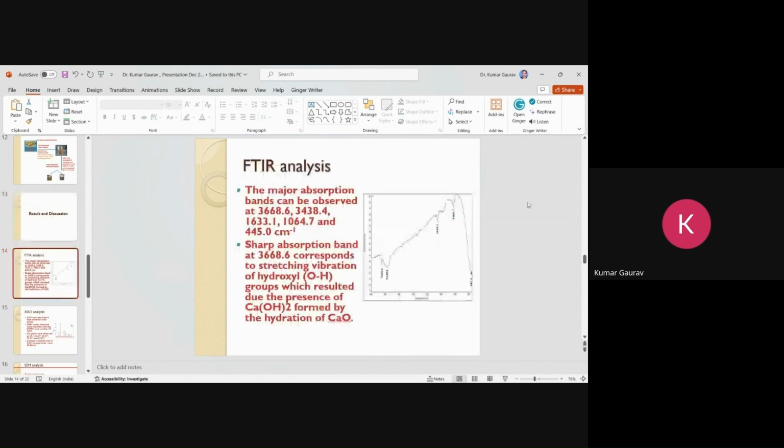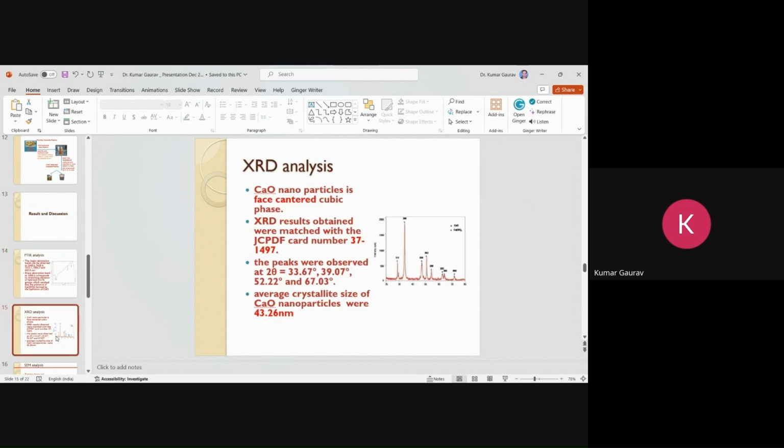General discussion. We have characterized the calcium oxide nanoparticle. This is the FTIR, and it shows the absorption spectrum at 6x centimeter inverse, which is the formation of the hydrate. And we performed the XRD analysis, in which we calculated the 2 theta values of the different peaks, and the particle size is 43.2 nanometers. With the help of the JCPDS database, we reported the card number 1497, and this is the calcium oxide nanoparticle, with a face-centered cubic phase.